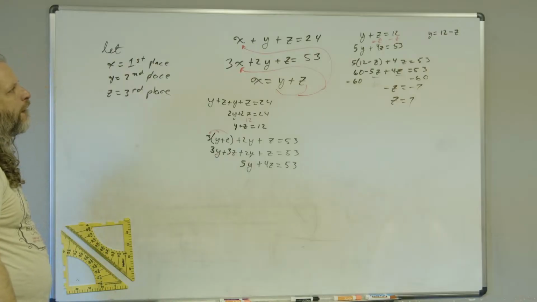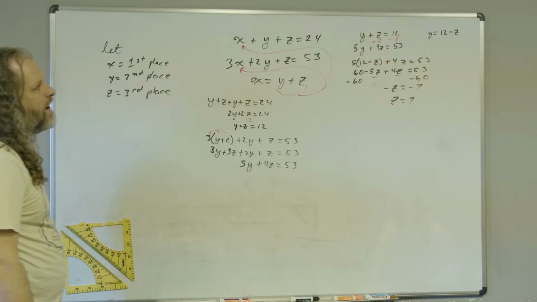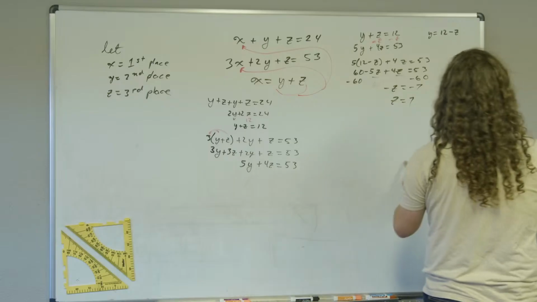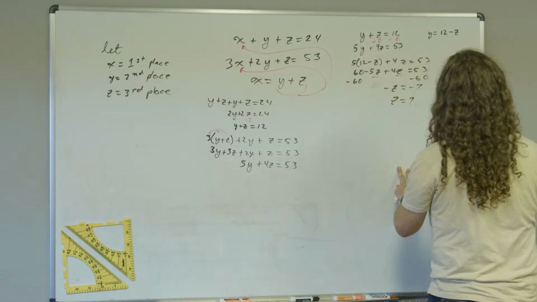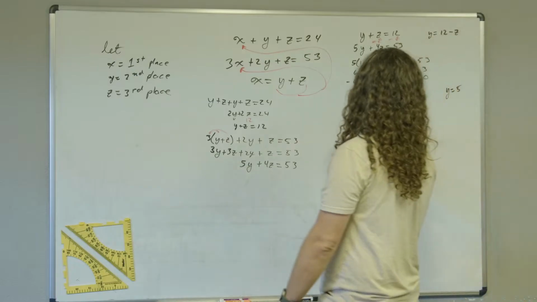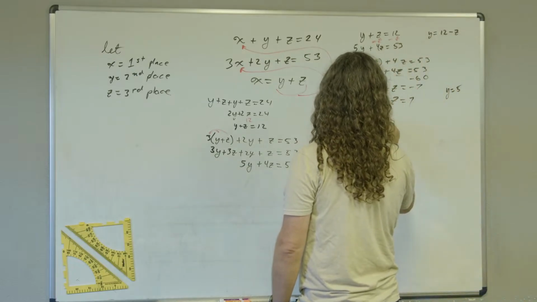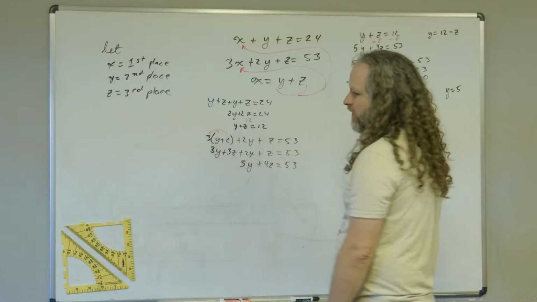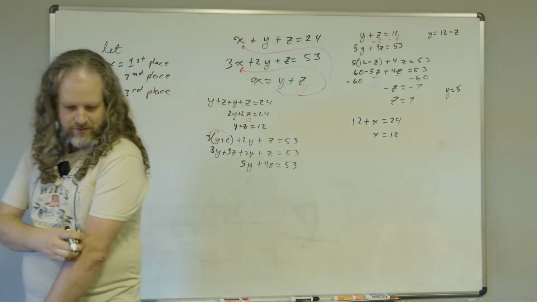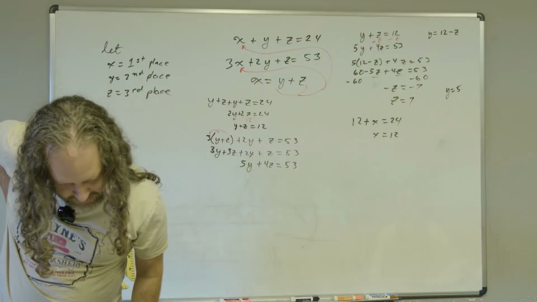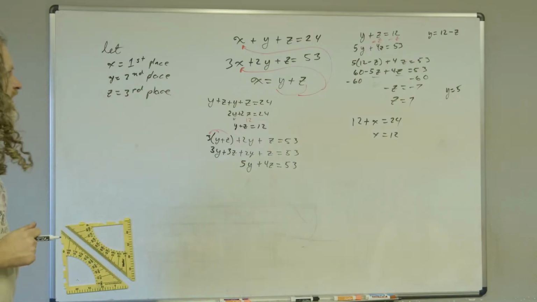Now what? Put it back into the top equation. We can even put it in the one that we already solved. 12 minus 7 is 5. So y equals 5. Now what? Great. 7 plus 5 is 12. So there are 12 first place people. Which the equations were the answer to A, and that's the answer to B, probably. 7, 5, and 12.